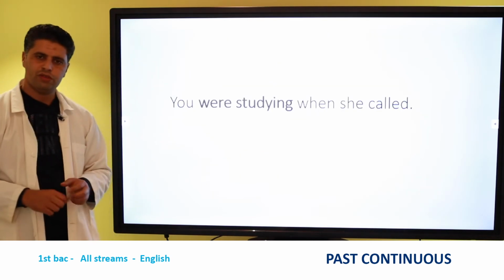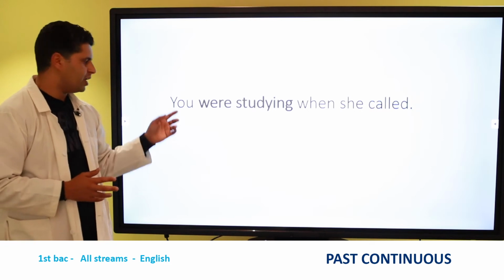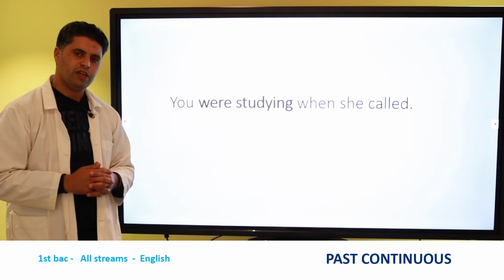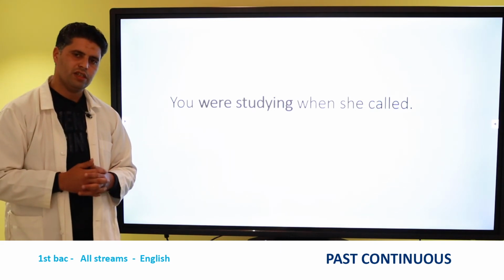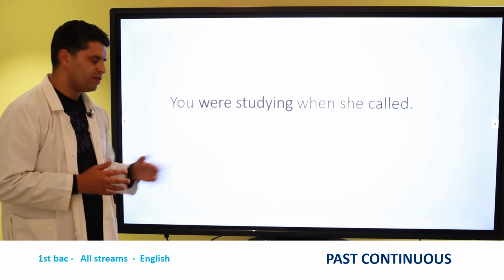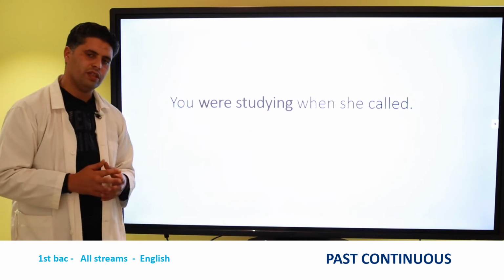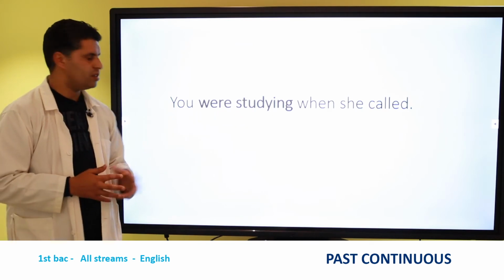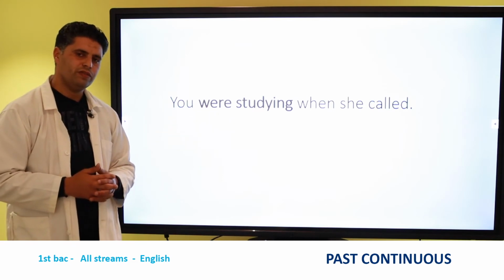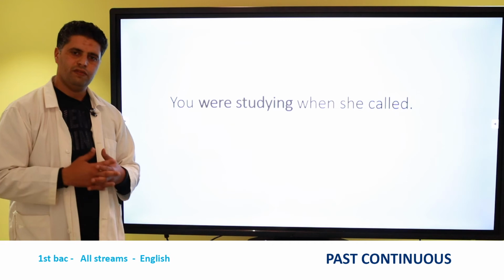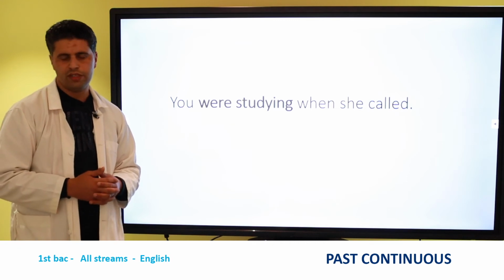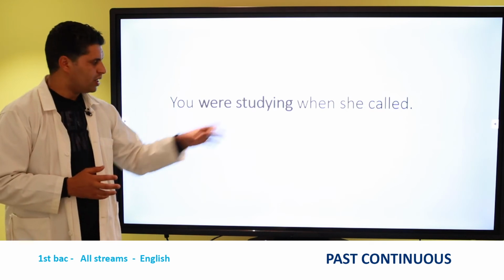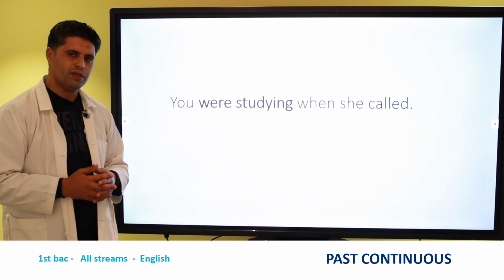Great. Let's focus on this example, as you have here. Here we have, you were studying when she called. So here, as you can see, we have two actions. Both of the actions are in the past. Here we have a subject, and we have were, and we have studying. It seems we have used the form of the past continuous, as you can see. So a subject plus were, which is the past simple of the verb to be. And here we have the verb to study, and we have added the ing. So here is the structure of the past continuous.